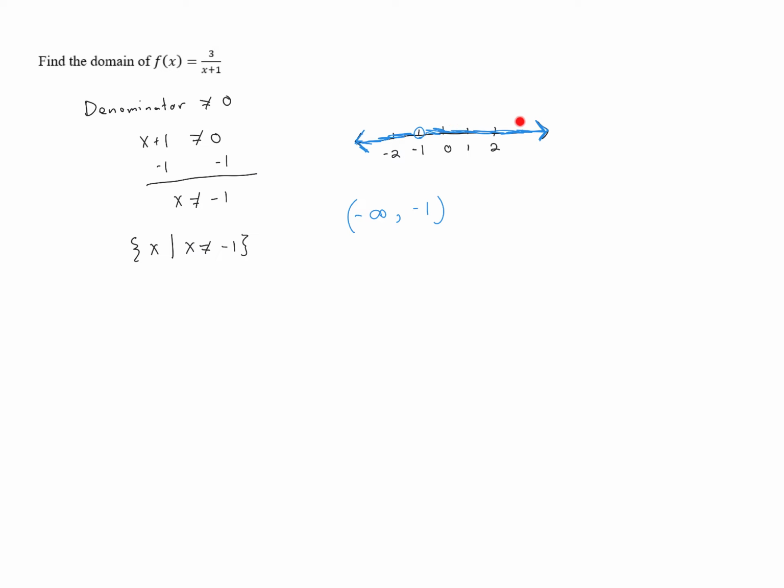Then the other interval starts at negative 1 on the left and goes all the way to infinity on the right. Again, we're going to have parentheses here. And because we've got multiple intervals, we're going to use the union symbol in the middle to say that we're including both of these in our domain. And once we've got that, this is our domain in interval notation.